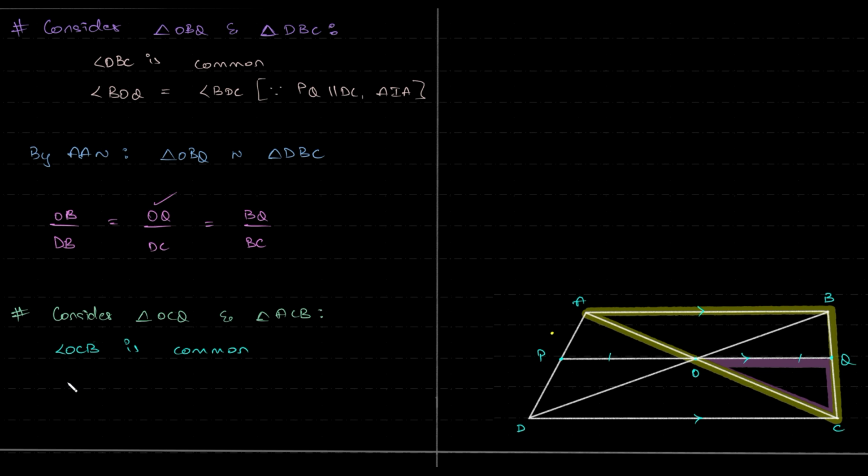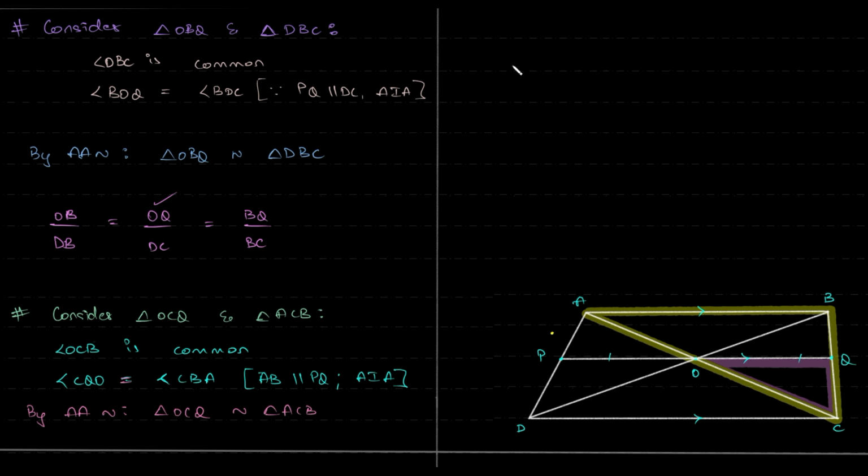OCB is common. Then we have, what else do we have? Angle CQO is equal to angle CBA, right guys? We have AB being parallel to BQ, and these are alternate interior angles. And then we have, by AA similarity, triangle OCQ is similar to triangle ACB.